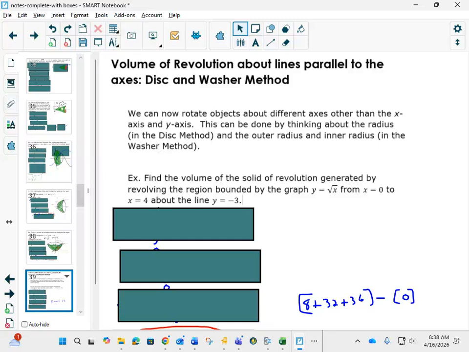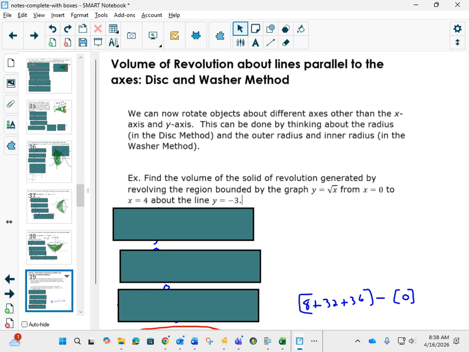And the start of today's lesson reviews what we did yesterday. So yesterday we were rotating things either about the x-axis or the y-axis. We were either using the disk method if it was a solid shape, or the washer method if you had a gap in between and you're doing one function minus another function. And we showed that by having a big radius minus a little radius.